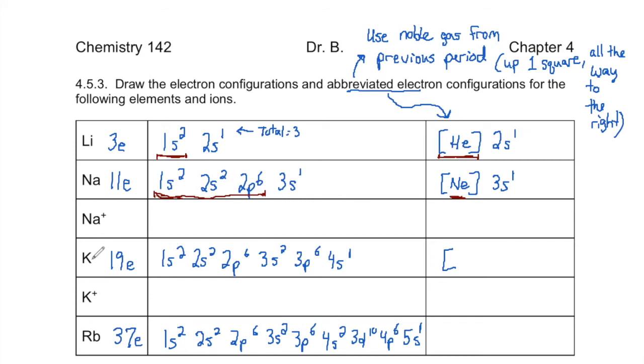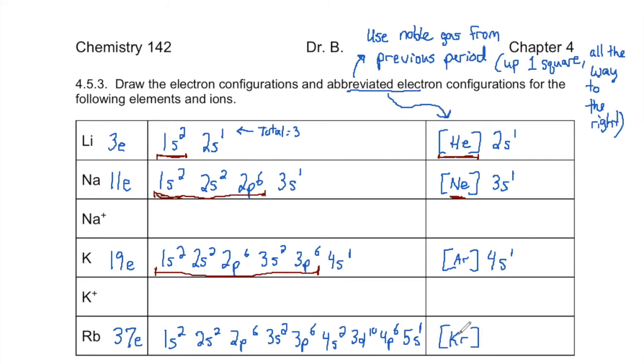Potassium is in the 4th period. If we go up to the 3rd period and all the way to the right, we find argon. The electron configuration of argon is all of this stuff over here. So we can replace this with argon in brackets because the argon electron configuration is equal to this. In addition to the argon electron configuration, there is one more electron that goes into the 4s orbital.